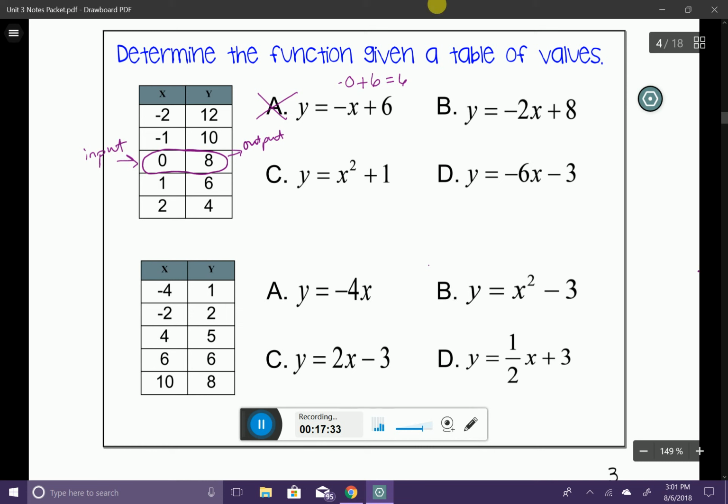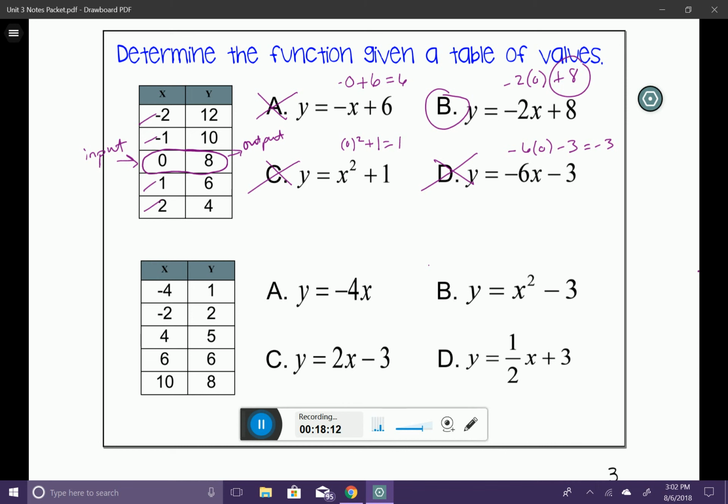I'm going to jump down to C here because I know what the answer is. If I look at C and I say, okay, 0 squared plus 1, that's going to output a 1, which is not my 8, so that's not my answer either. Over with D, negative 6 times 0 minus 3 is going to be negative 3 as my output, which is not my answer. But I can see that in B, if I take negative 2 times 0 plus 8, 8 is going to be my output value. So B is going to be my answer. And I can go ahead and test all of those coordinates that I'm given, and every single one of them will work for the B option here.